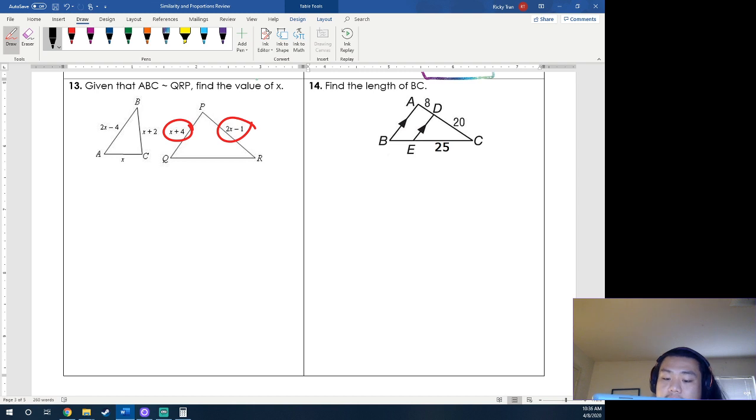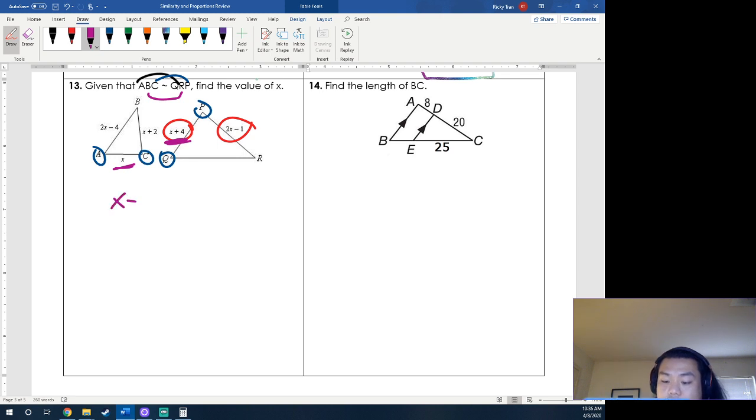Okay, so it says A, B, C, and Q, R, P. That means A matches with Q. Okay, B matches with R, and C matches with P. So if we have Q and P right here, Q and P matches with A and C. That's A and C, which means this line here matches with this line here. So let's just start with that.